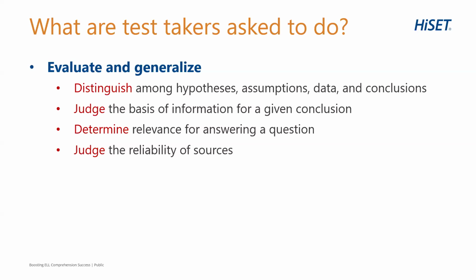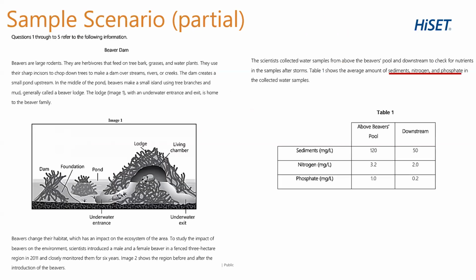So that's a lot of things students have to be able to do, right? So this is, again, a scenario. Okay, so for our science test, this is just one item type. And then I only put partial because this is not the entirety of the item.